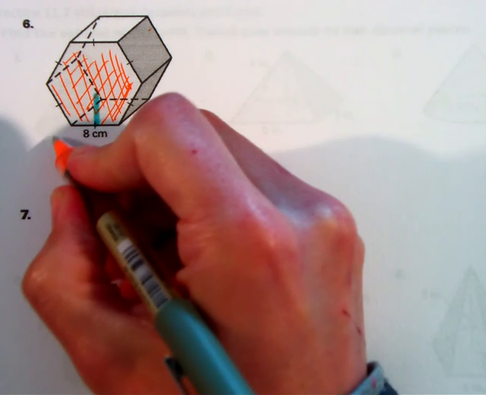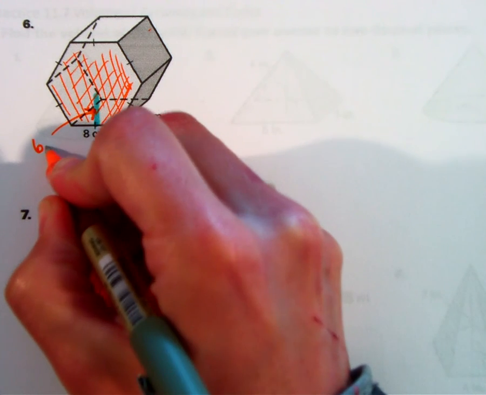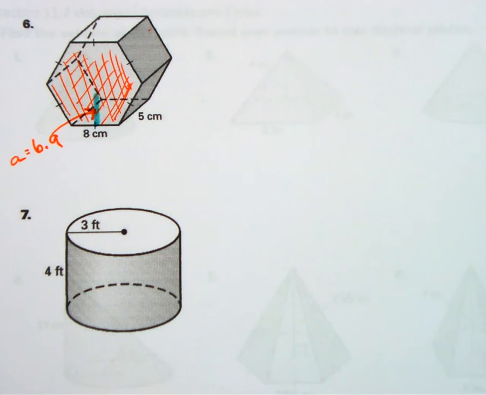So that number is 6.9 for the apothem, just so that you have that while you're working. And if we need to do that problem on Wednesday, we can. Wednesday or Thursday, we can.